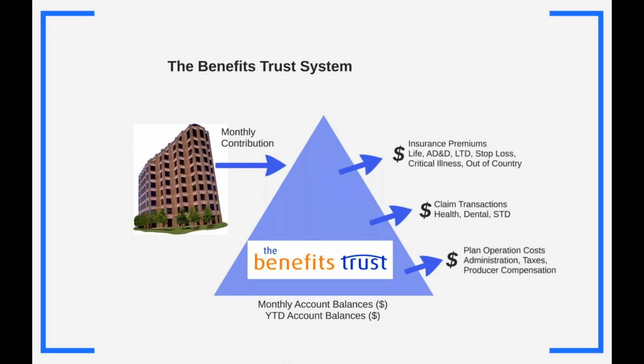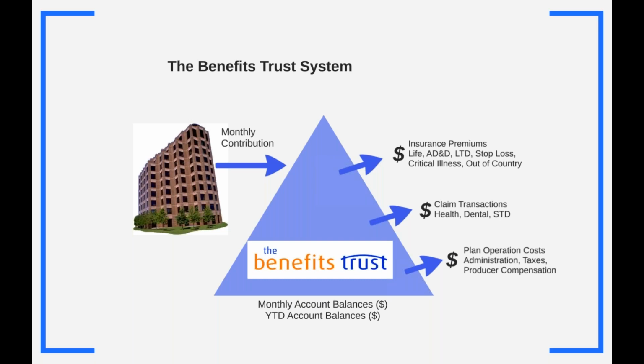For life insurance, AD&D, long-term disability, stop-loss, critical illness, out of country, etc. We adjudicate and pay claim transactions just like the insurance companies do for health, dental, and short-term disability. So we pay those claim transactions, whether they have limits or co-insurances or maximums. We do it electronically. We do it via paper. We do it based on our app that's available on your smartphone.